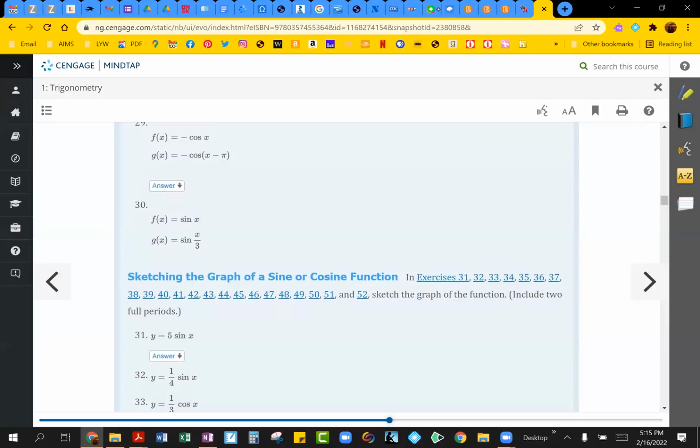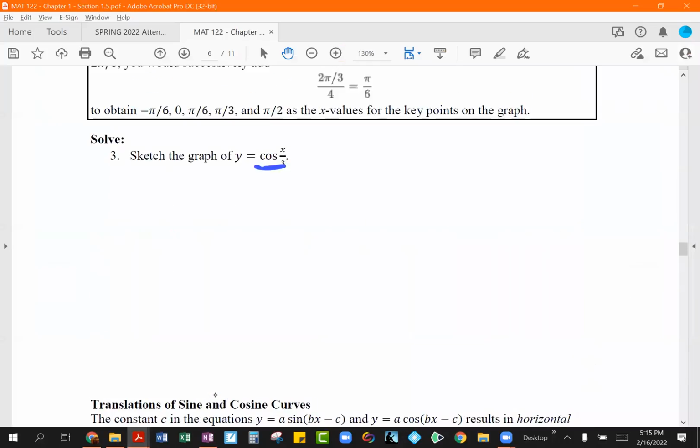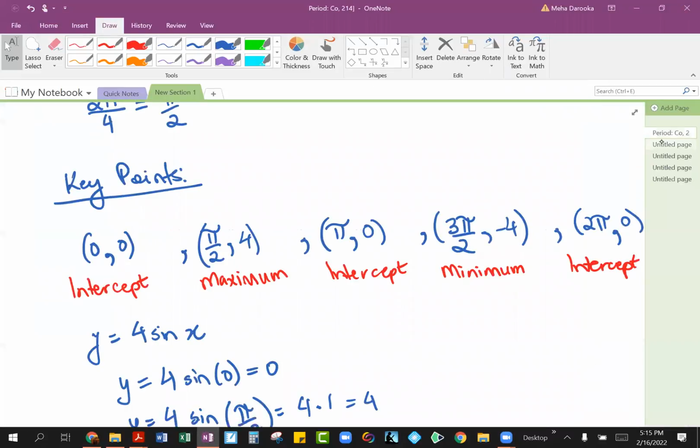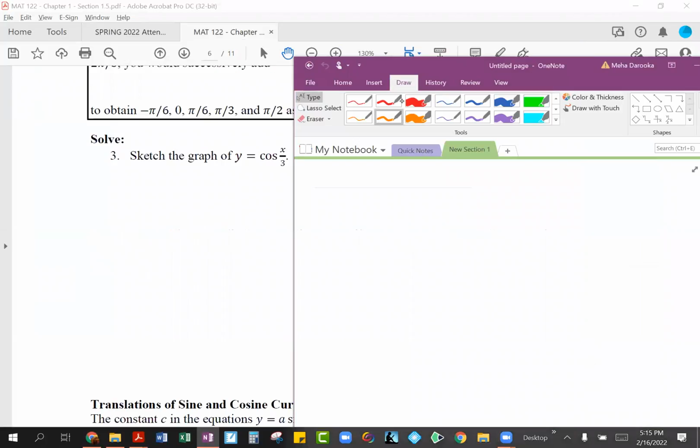I guess we'll do number 30. Well, we've done the sine function, so you know what? Let's just use this as our guide here. So let's do cosine of x over 3. We'll again go to our notebook here, and we'll say sketch the graph.